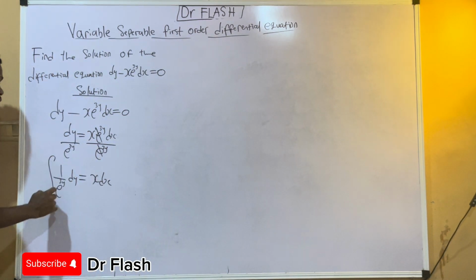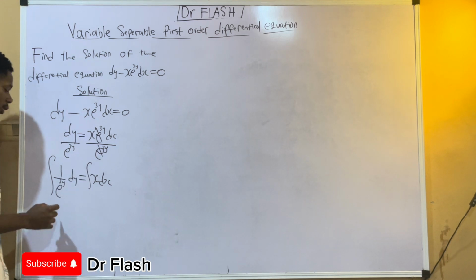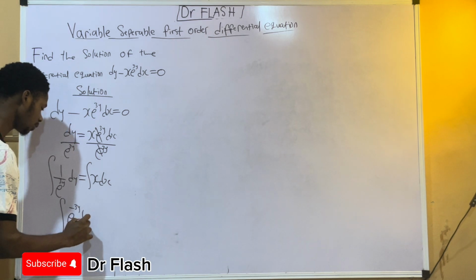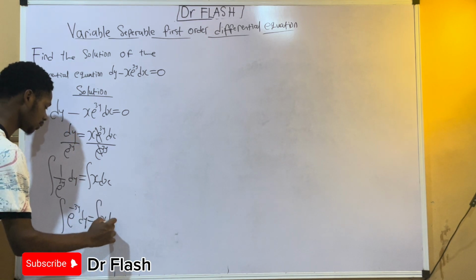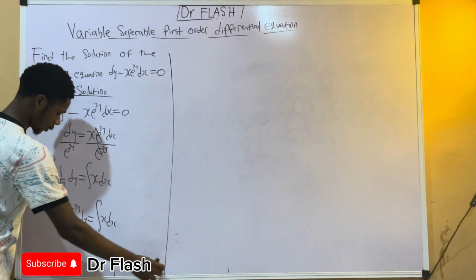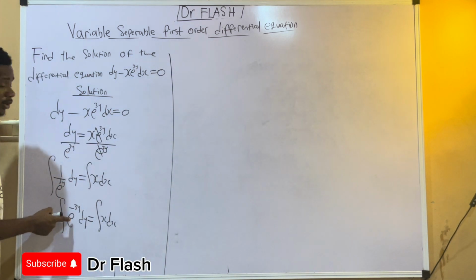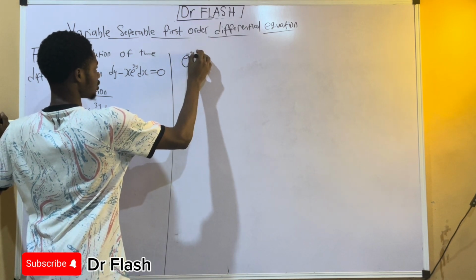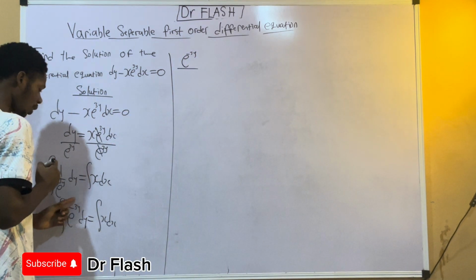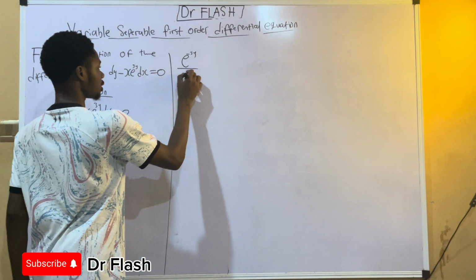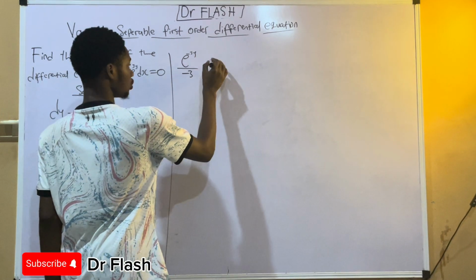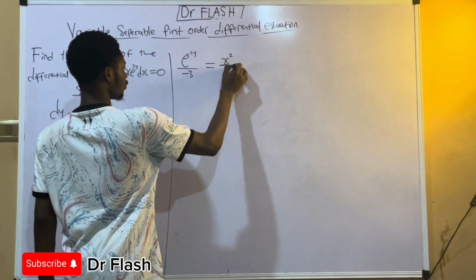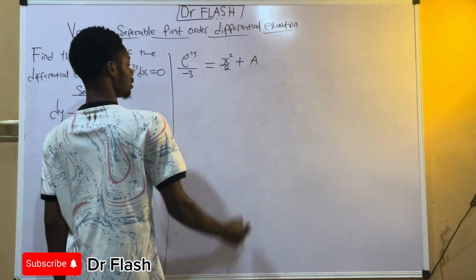Next thing, I'm going to integrate both sides. Now to integrate, this can as well be written as exponential minus 3y dy, and this equals x dx. After that, we are going to integrate exponential minus 3y. To integrate exponential minus 3y, we get exponential minus 3y over, differentiate the power. When you differentiate minus 3y, you get minus 3. And that will be equal to, integrating x, we get x squared over 2 plus a constant a.